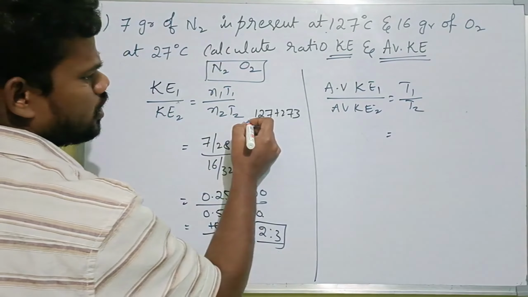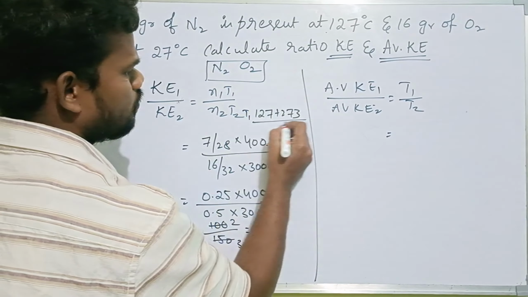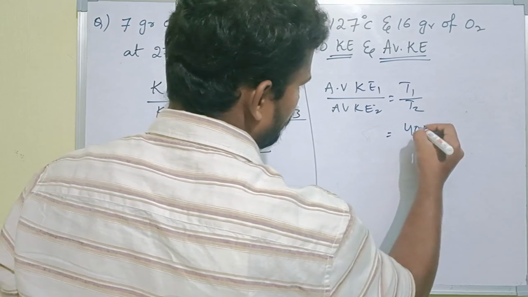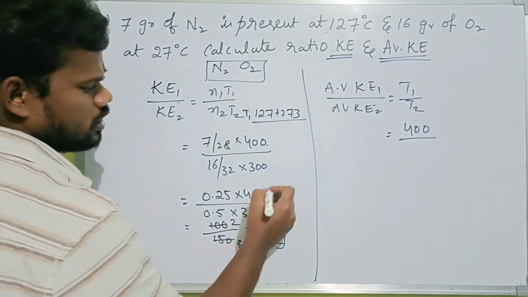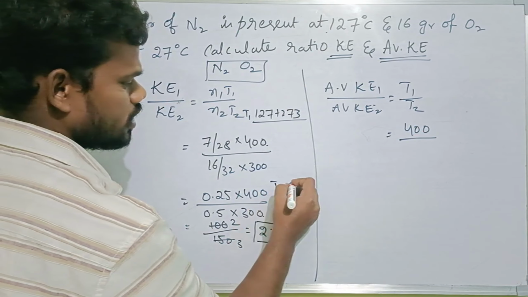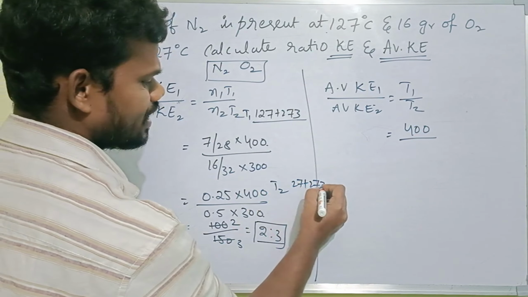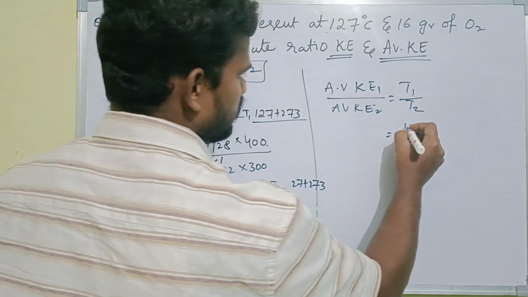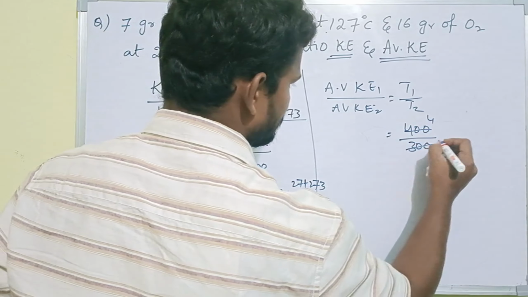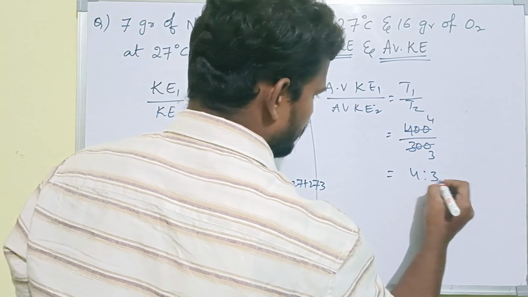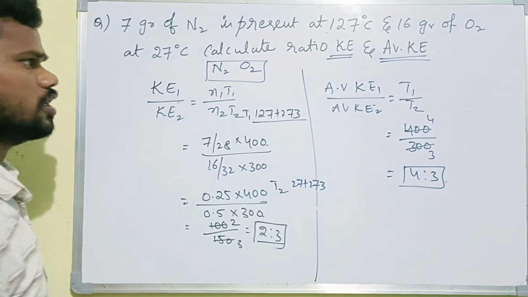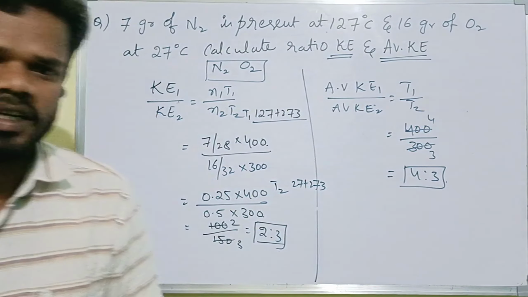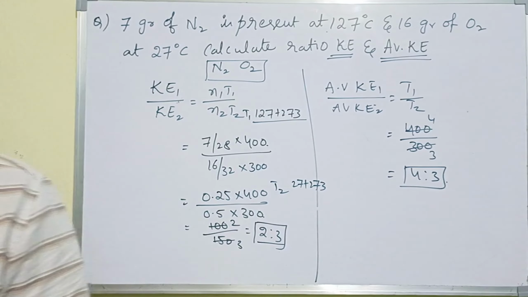What is T1 here? T1 is 127 plus 273, that is 400 Kelvin. T2 is 27 plus 273 Kelvin, that is 300 Kelvin. So this is 400 to 300, that is equal to a 4:3 ratio. This is the average kinetic energy calculation. Clear? We will discuss the next problem.